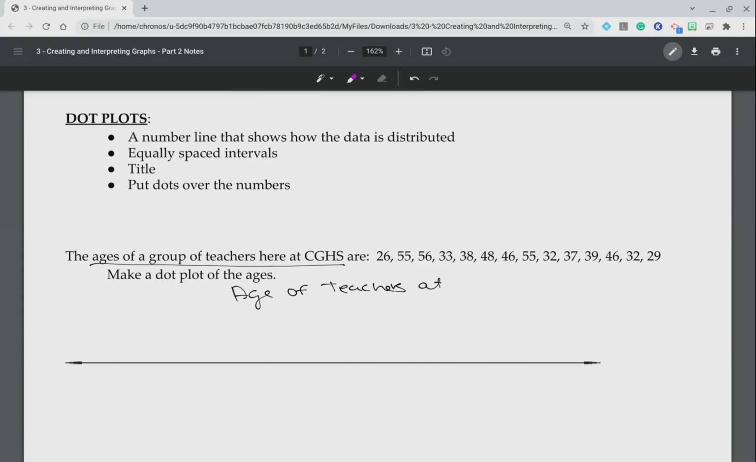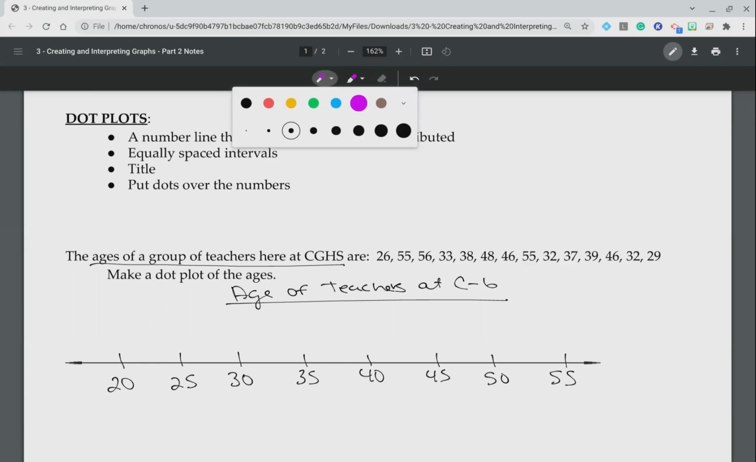Oops. All right, so there's our title. Okay, and it looks like the youngest is going to be in the 20s. So we'll start with 20. And then we'll just do this in increments of 5. Okay, and what you do with a dot plot is you put dots above where those numbers are represented on your graph. So our first number is 26.